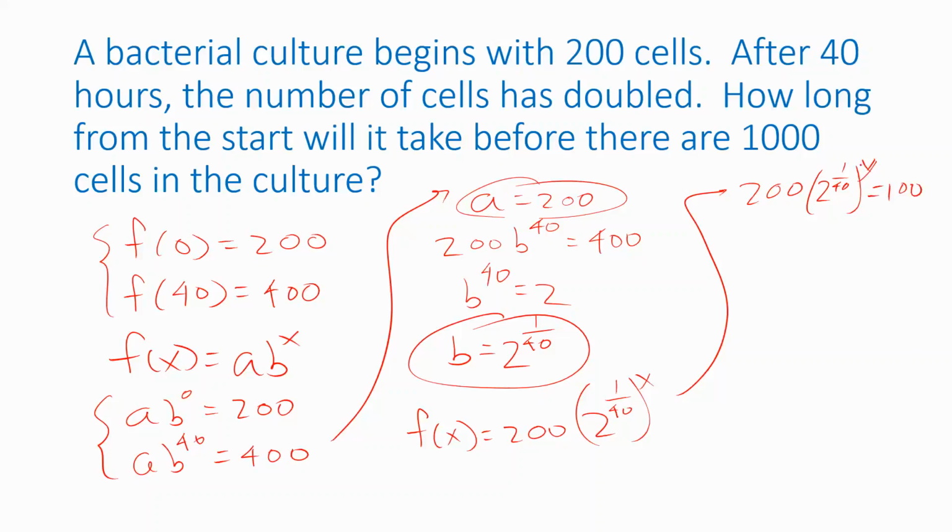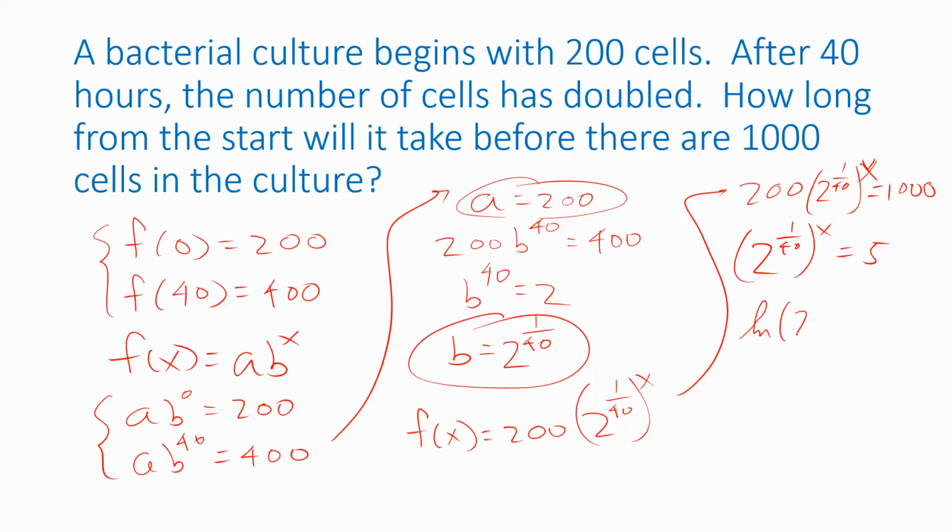So we're trying to figure out the value of x. X represents time elapsed in this question. How much time will have elapsed before we have 1,000 cells? So we start solving for x here. I'll divide both sides by 200, and I get 2 to the 1 over 40 raised to the x equals 5. And then I have a variable in my exponent, so I'm going to bring that out front using a logarithm. I can use any logarithm I want. I like natural logs, so let's use that one.